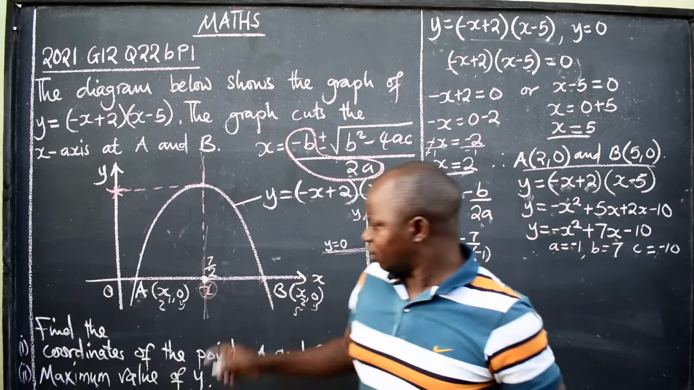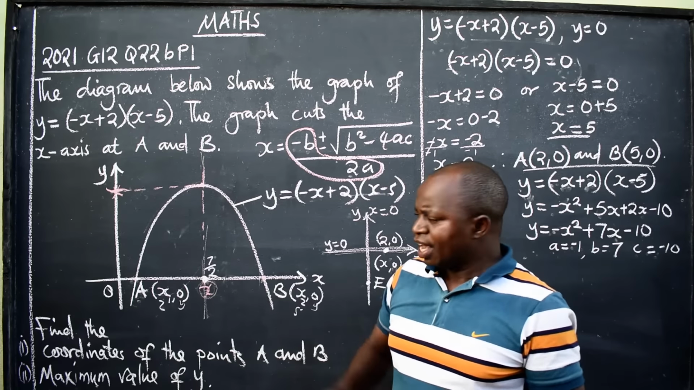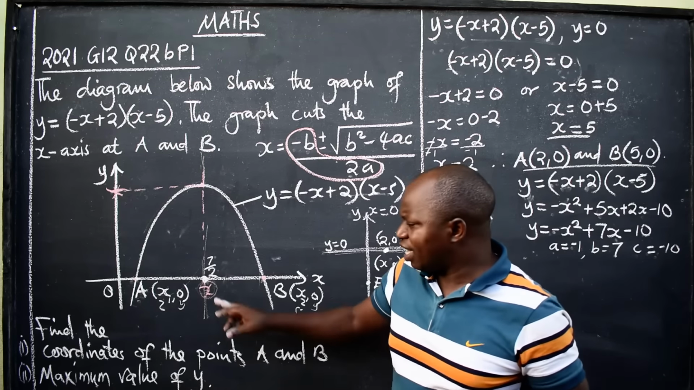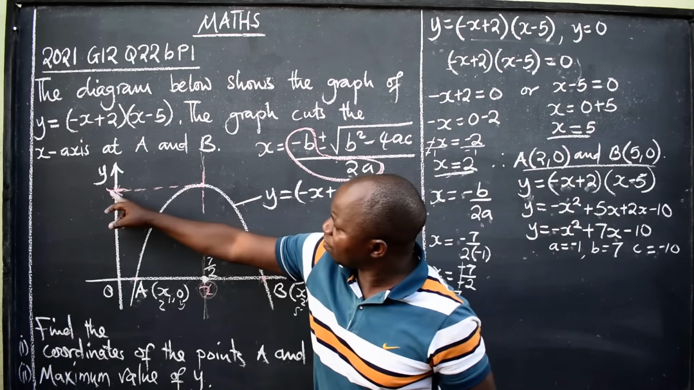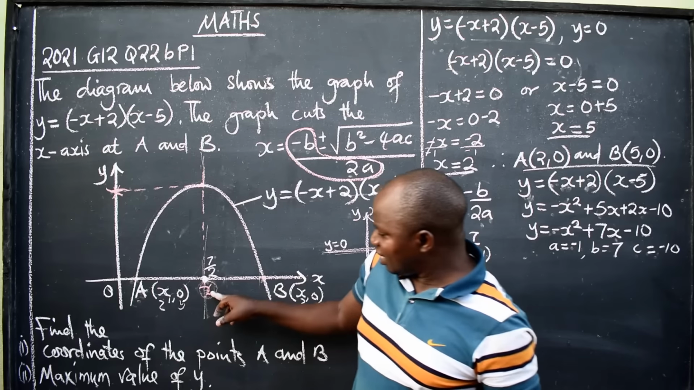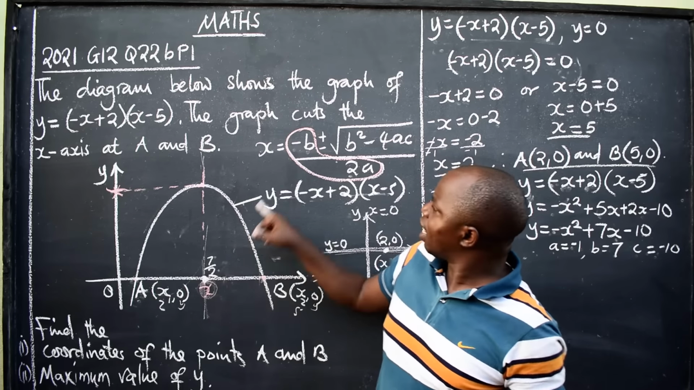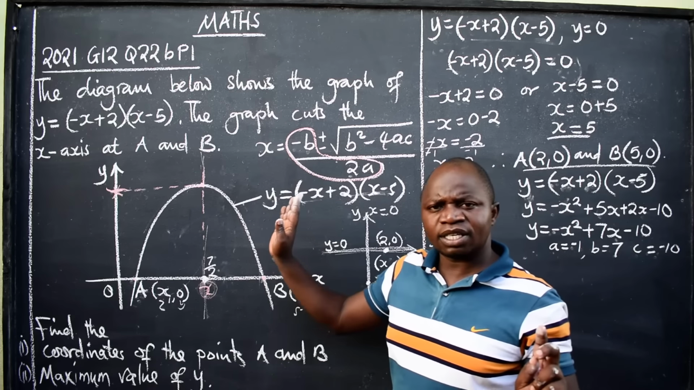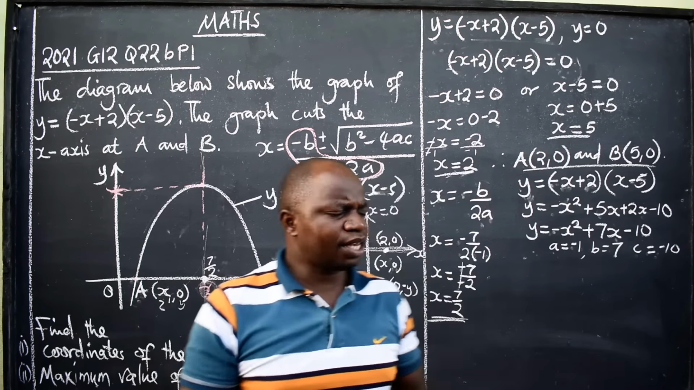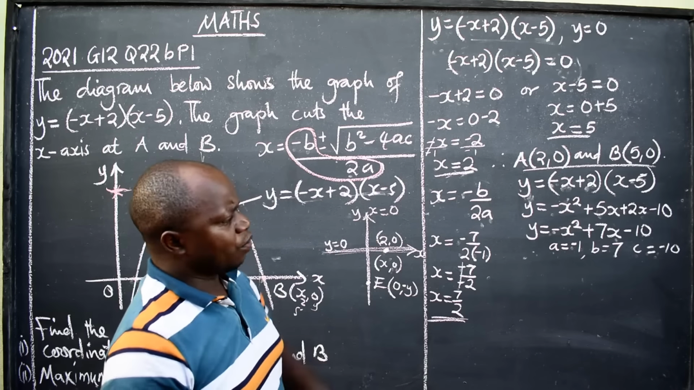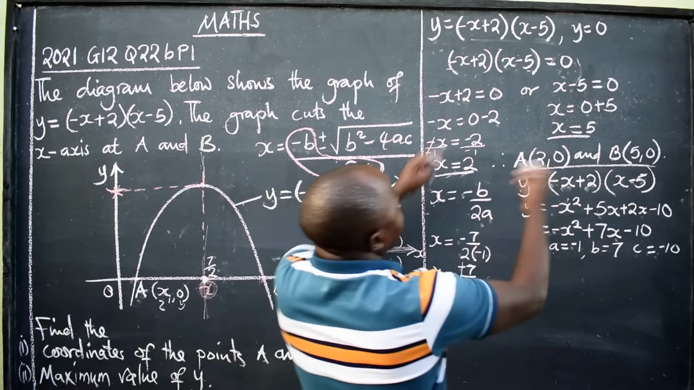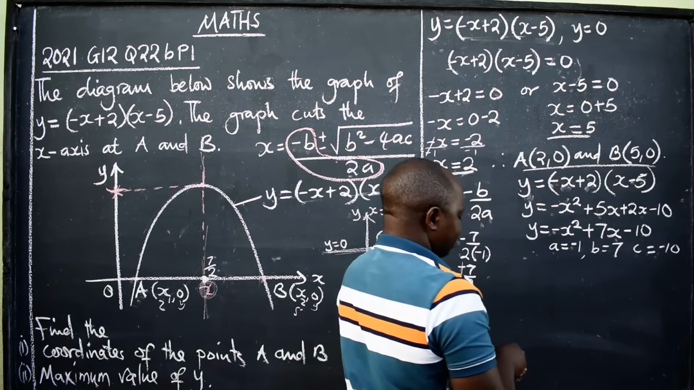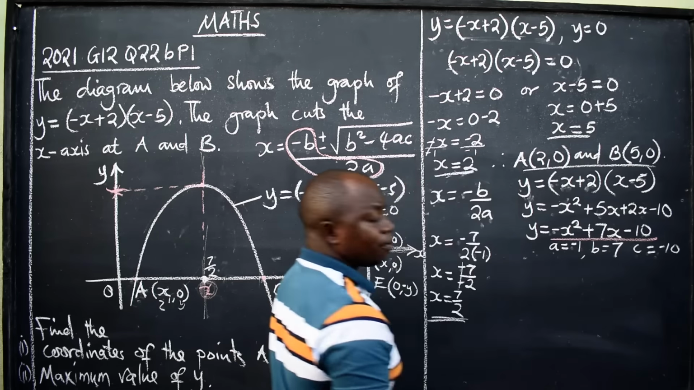7 over 2. So this point here is 7 over 2. Now, the maximum value here, we are not told to find the value of x. We want the value of y. So since now I have the value of x, I'll substitute it in here and get the value of y. Just like that. So now, in the equation, I'll substitute. I can substitute it at this point or the one that I've already simplified here. I'll substitute it at that point.